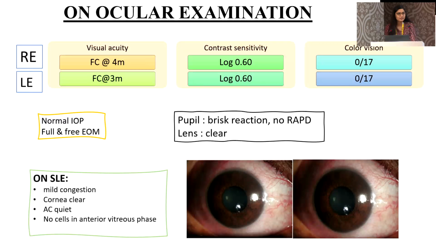On ocular examination, visual acuity was finger count at 4 meters and 3 meters in the right eye and left eye respectively, with decreased contrast sensitivity and color vision. Intraocular pressure was normal, pupillary reaction was brisk, and no RAPD was noted.